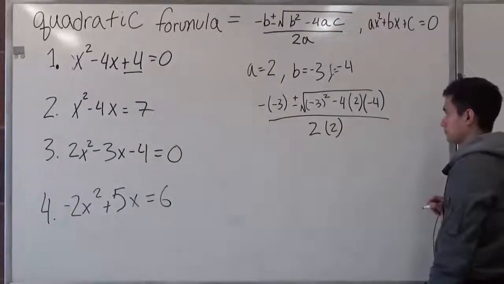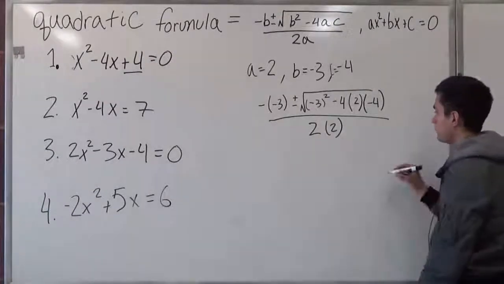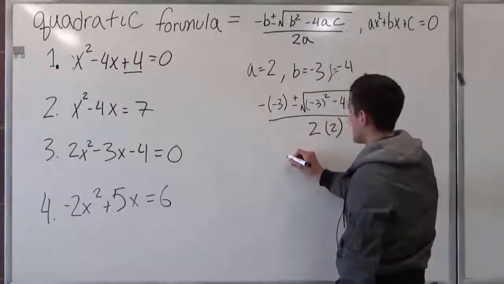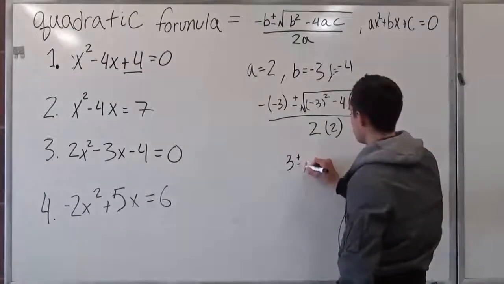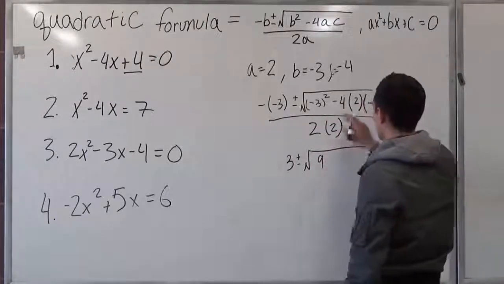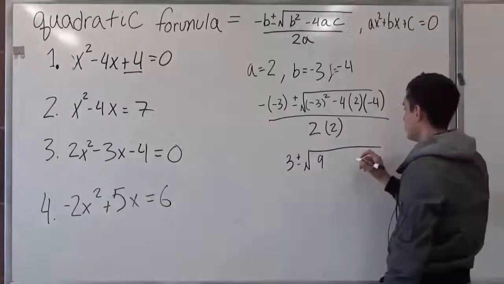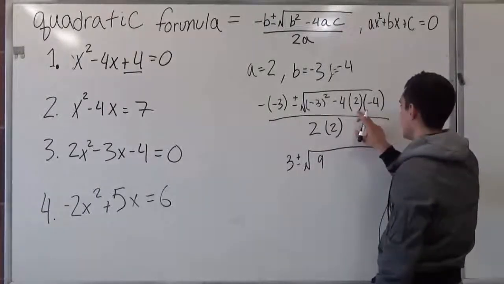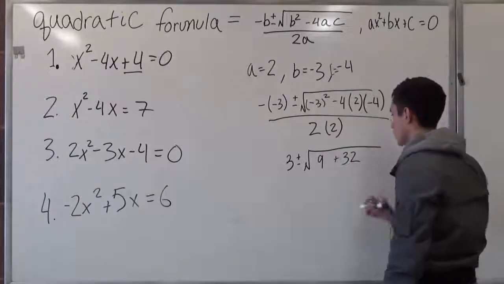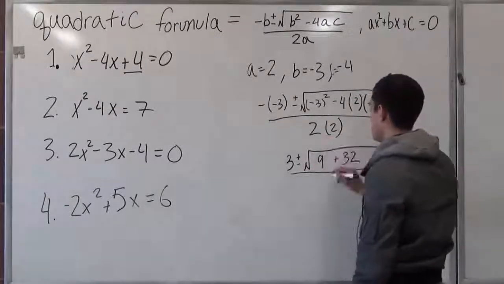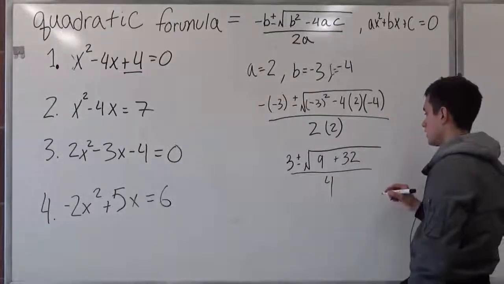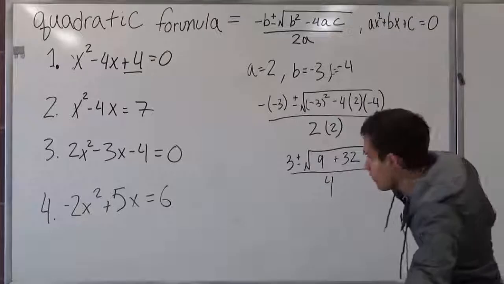So now we just have to simplify it. So negative times negative would give us a positive 3 plus or minus the square root of negative 3 squared, which is just 9. So negative 4 times 2, that's negative 8. Negative 8 times negative 4, that is positive 32. All over 2 times 2, which is 4. So now we just have to continue and simplify this even further.